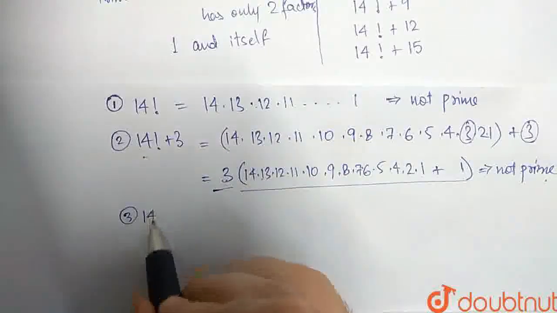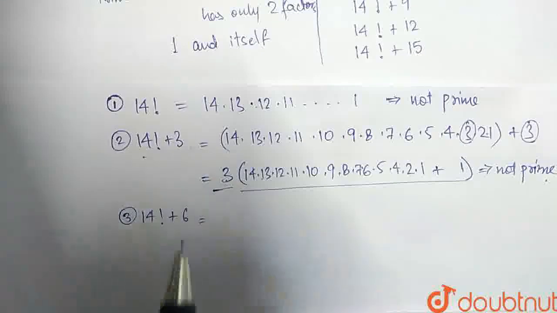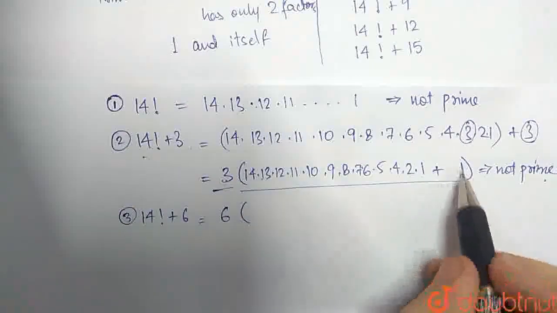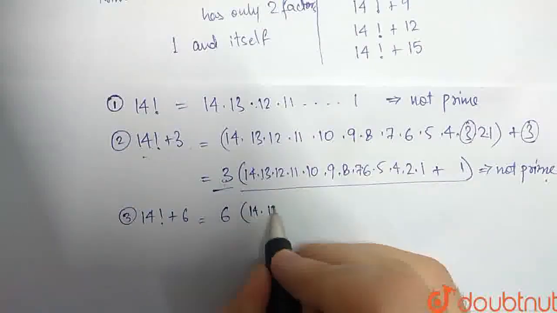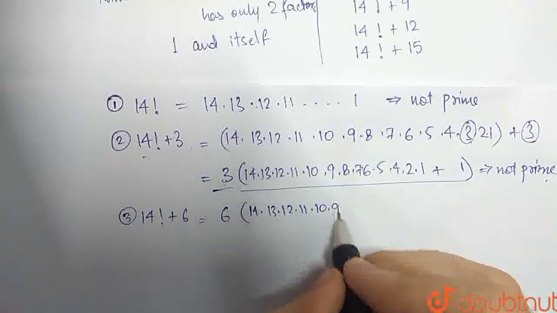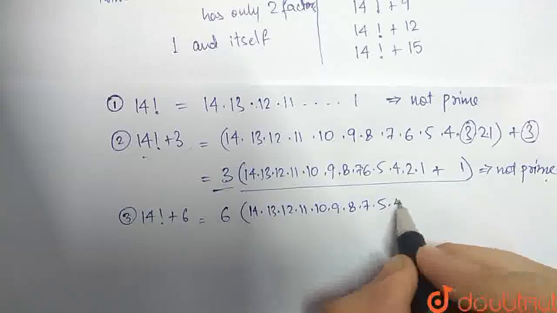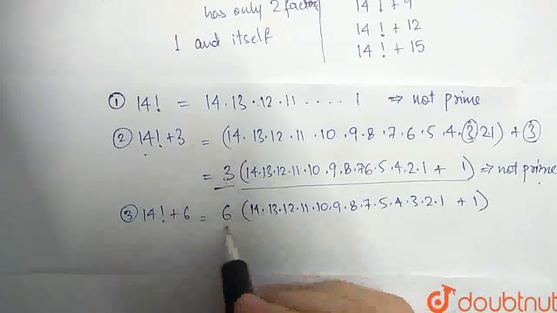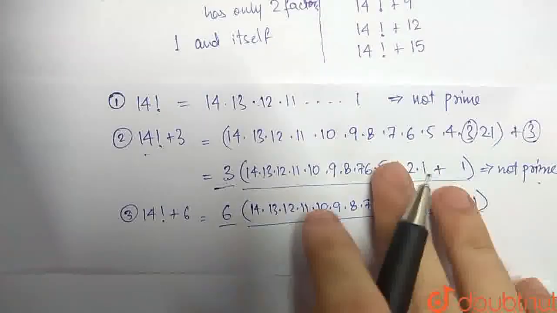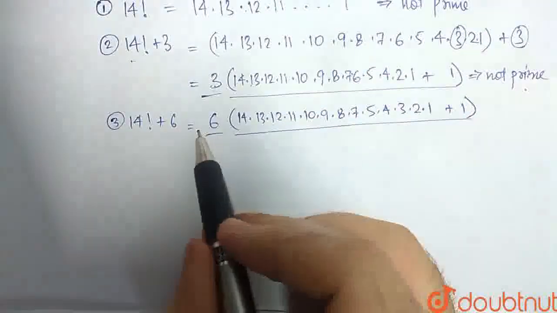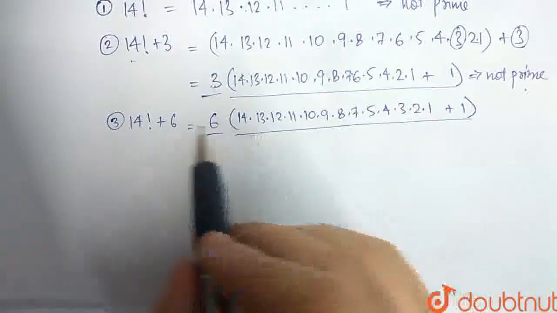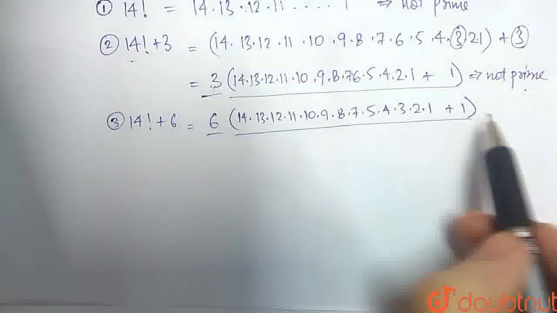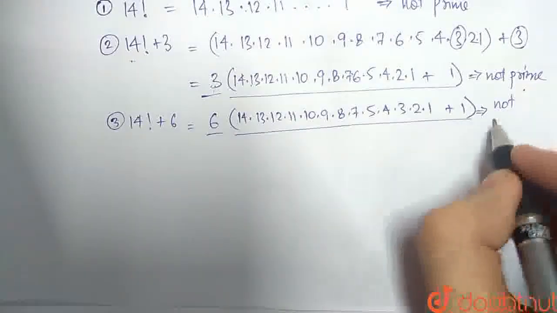So for the third term plus 6, we can take 6 common here. And we'll have all the other terms in 14 factorial except 6 and then plus 1 here: 14, 13, 12, 11, 10, 9, 8, 7, 5, 4, 3, 2, 1 plus 1. Again there are 2 numbers here, so 2 factors here, none of which are 1. Therefore this number will have 4 factors at least: 1, 6 and these two terms. Therefore this is also not prime.